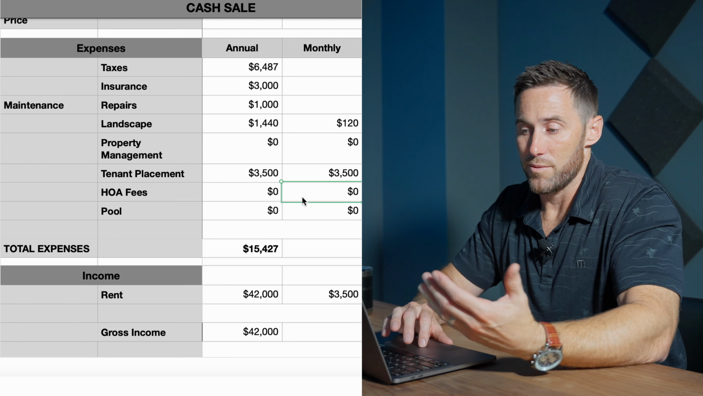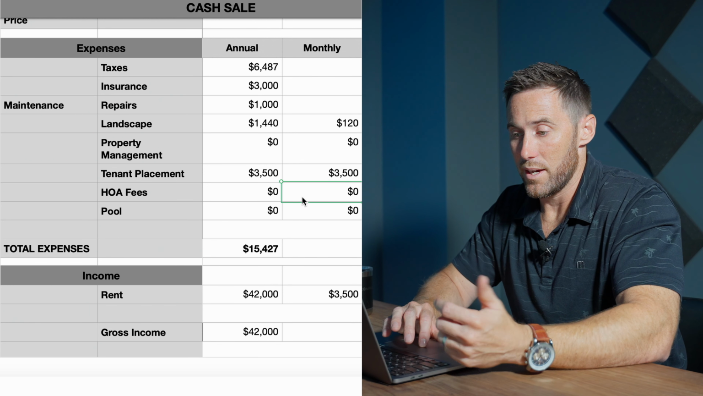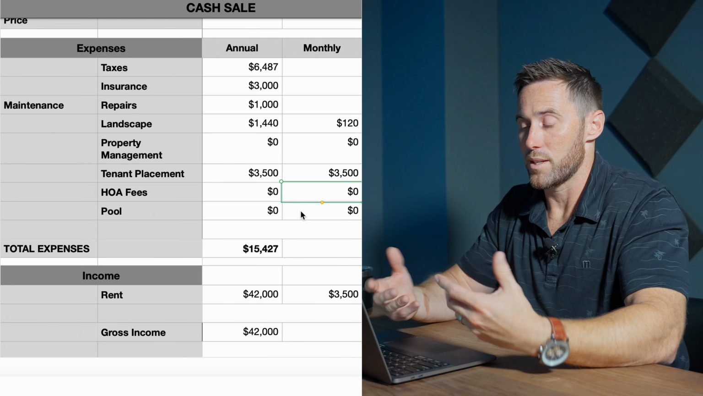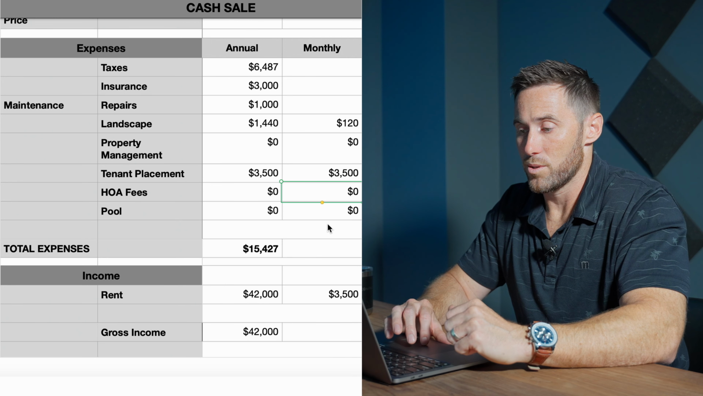Then HOA fees, if you're in an HOA community, you'd add that. And if there's a pool, who's going to maintain the pool? Is it the tenant or you? Those are things to be negotiated. Assume there's no pool, so that's $0.